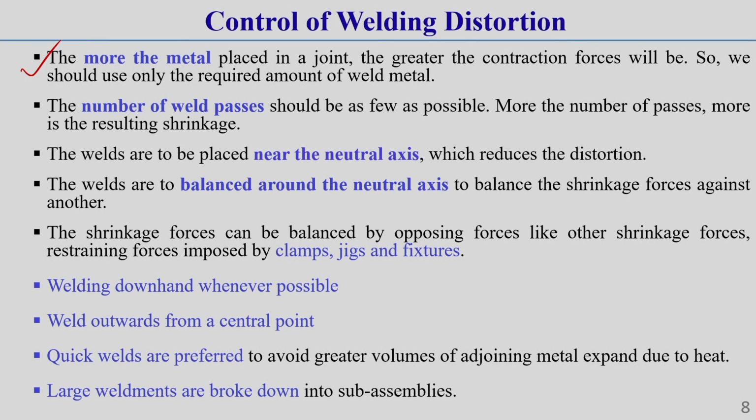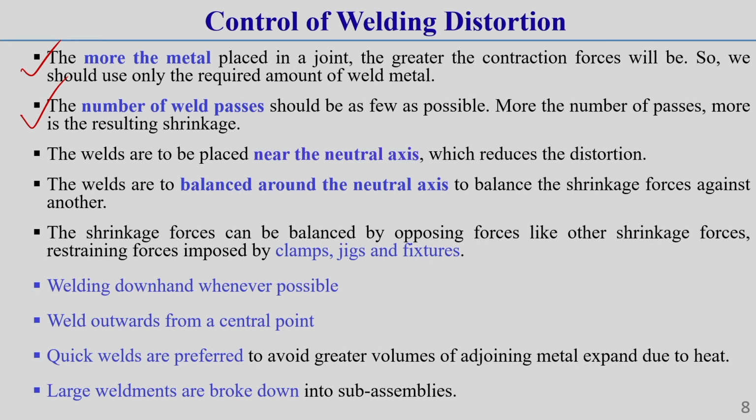So, first of all, what I have told you, for controlling of distortion, we know that the more metal placed in the joint, the greater the contraction force will be during solidification. So, always keep this in mind, we should use as little weld material as possible, but we should use such an amount of weld material that our requirement is fulfilled, that means it should have sufficient strength.